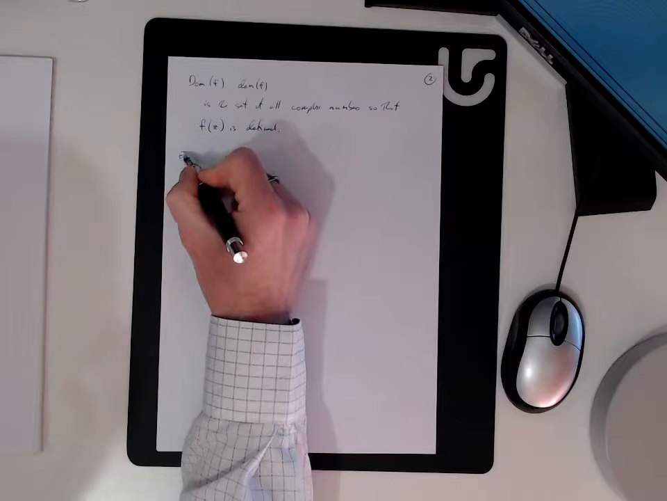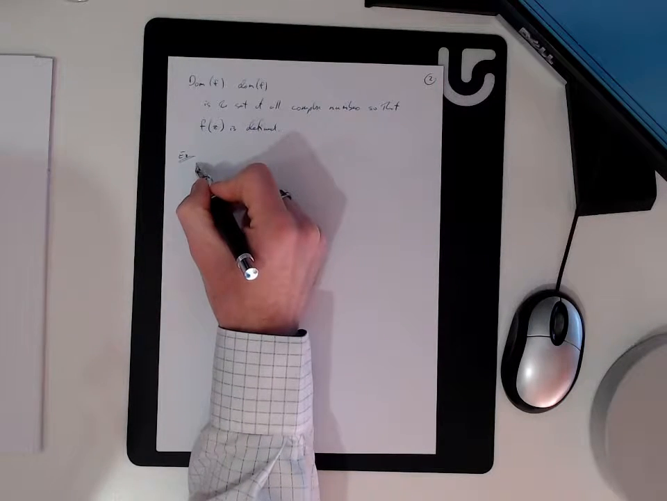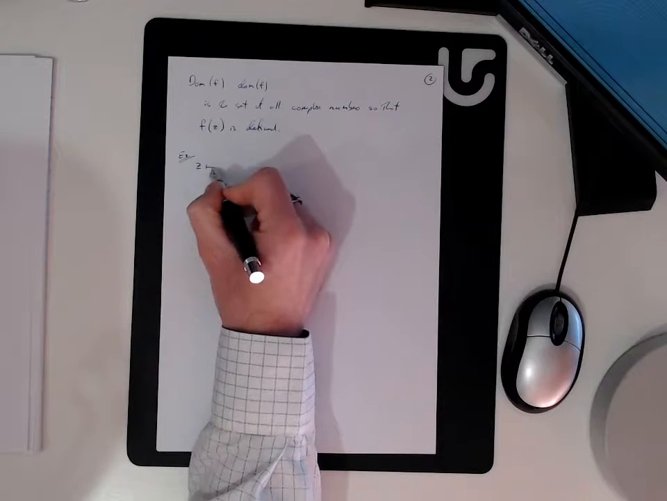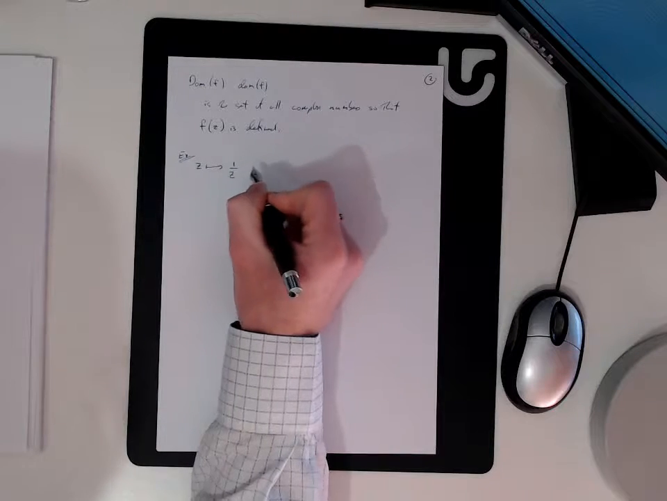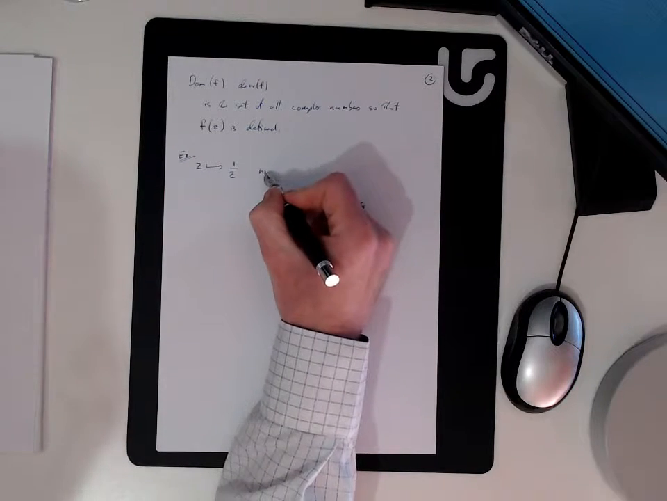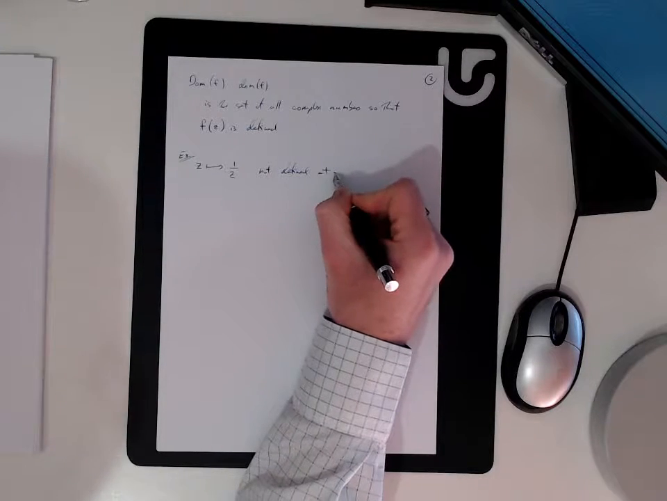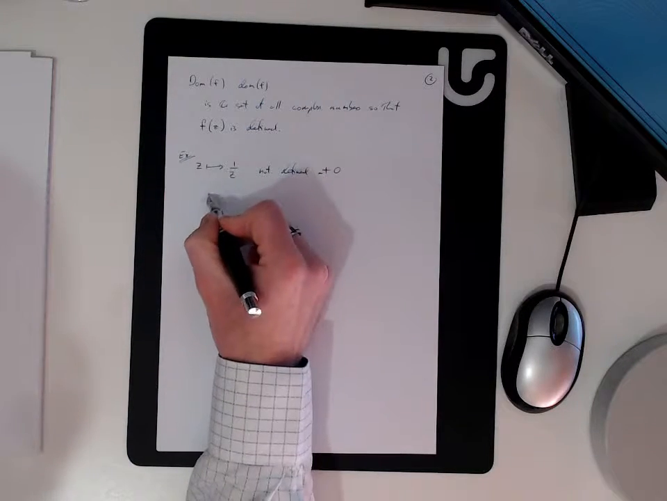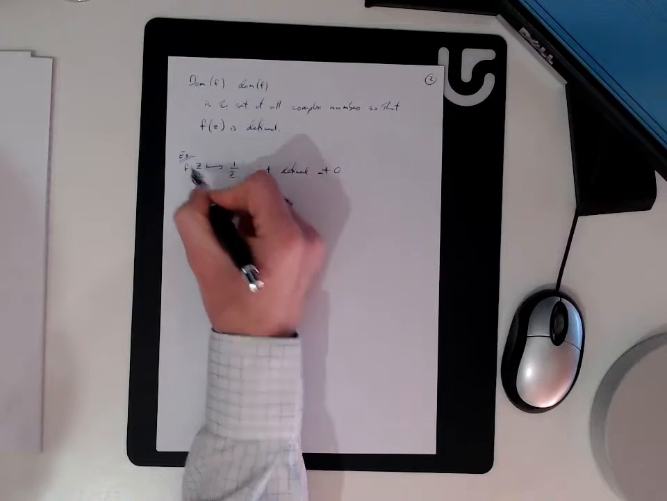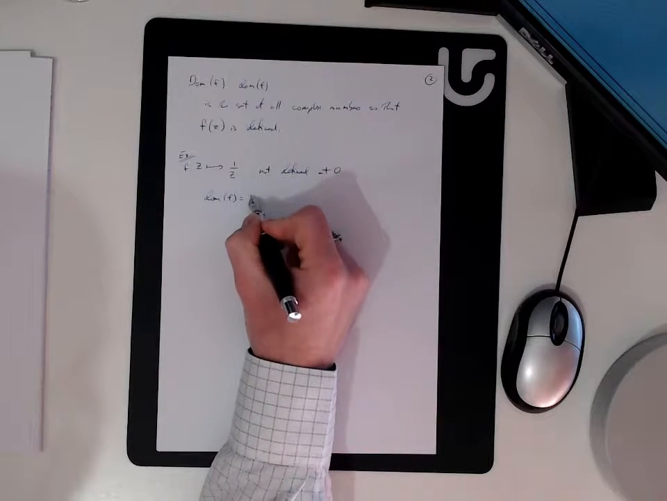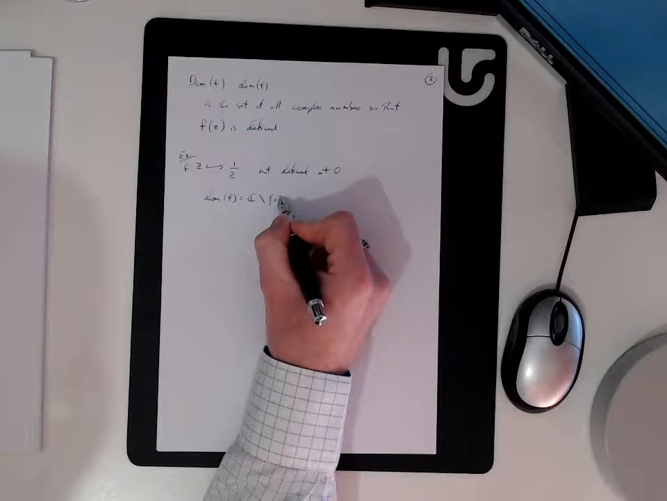Here's another example. What about the function that takes a complex number z into 1 over z? Right, it's not defined at 0, but otherwise it is. So the domain of this function is the complex numbers minus the origin.